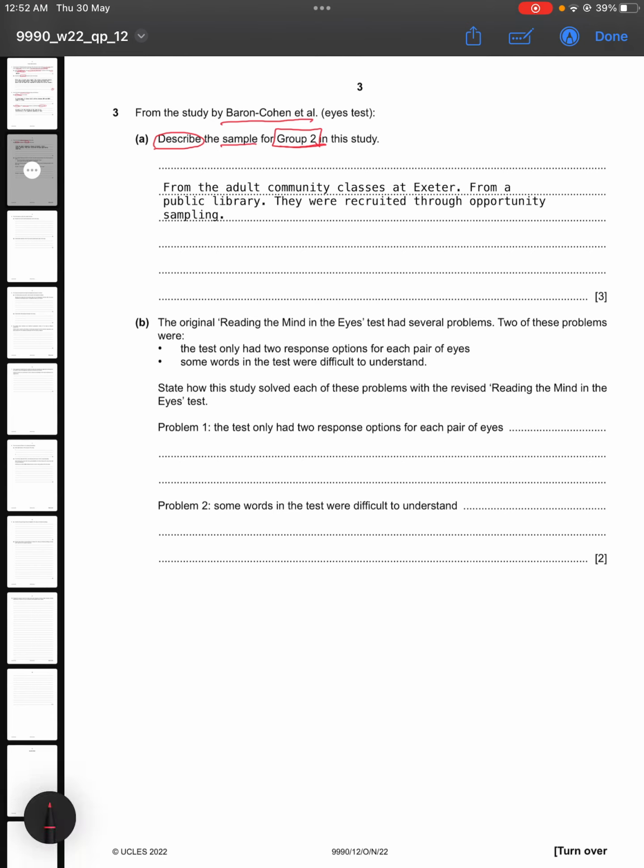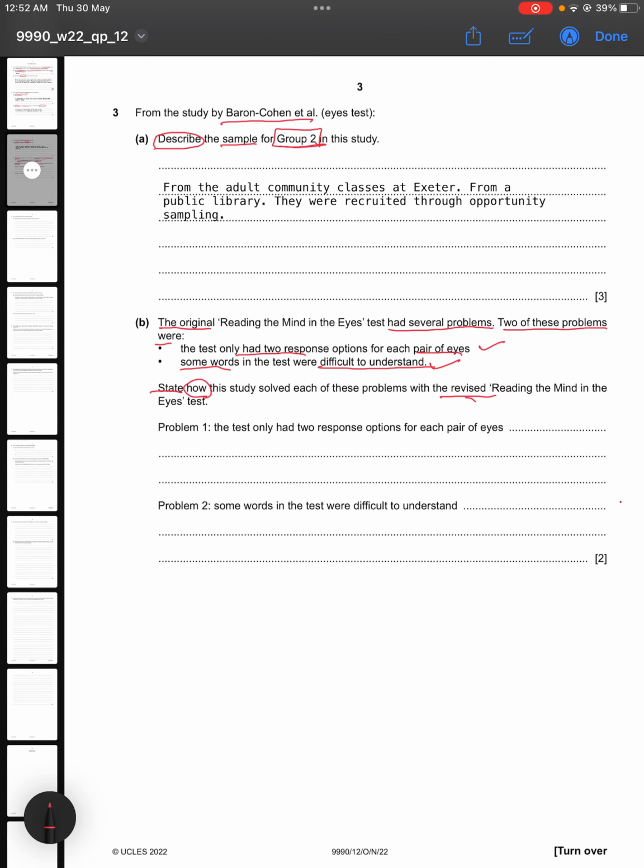And then part B says the original Reading the Mind in the Eyes test had several problems. Two of these problems were the test only had 2 response options for each pair of eyes, and some words in the test were difficult to understand. State how this study solved each of these problems with the revised Reading the Mind in the Eyes test. Problem 1 was the test only had 2 response options for each pair of eyes.